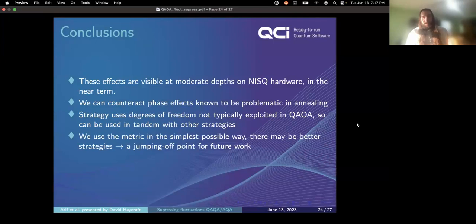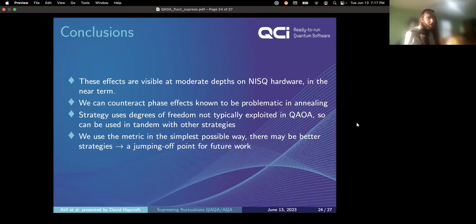Just some concluding statements here. I think these experiments show that these effects are visible at moderate depths on current hardware. So for these types of problems, you will run into them no matter if you're using quantum hardware or a simulator. We can counteract these phase effects that are known to be problematic in annealing and have been identified in multiple different circumstances. And this strategy uses degrees of freedom which are not typically exploited in QAOA, so it could be used in tandem with other strategies.